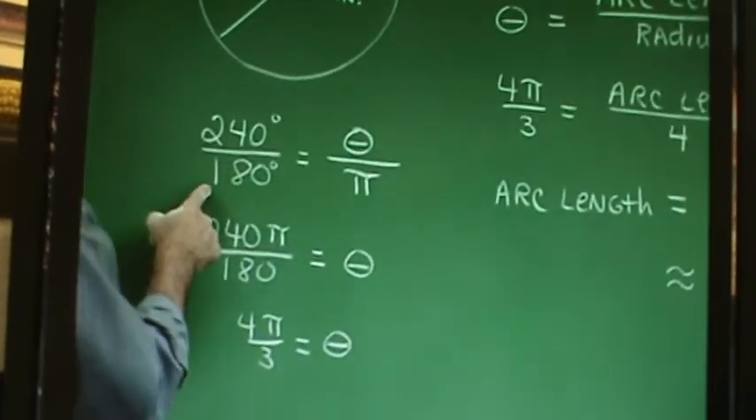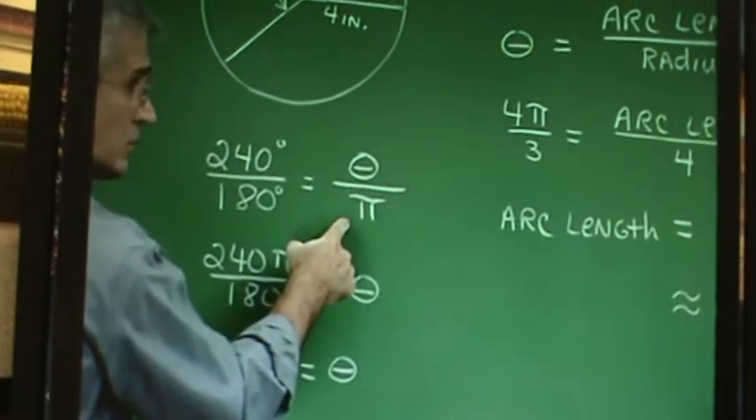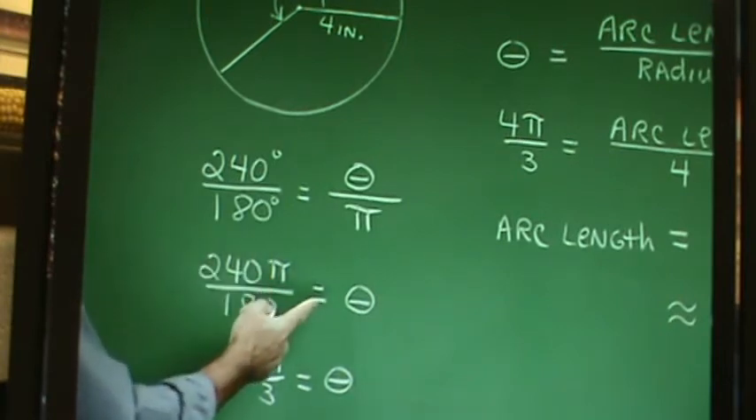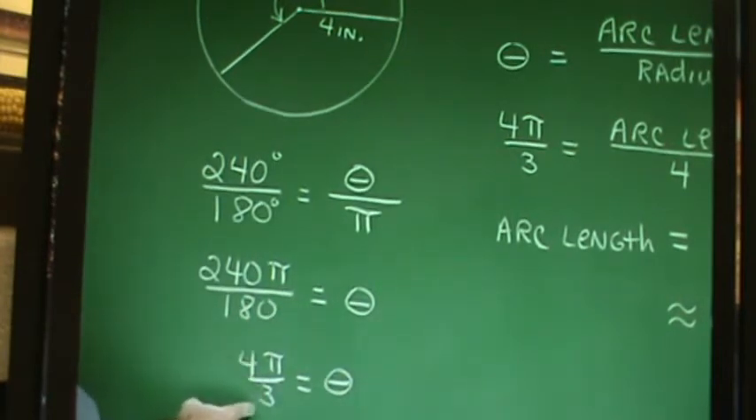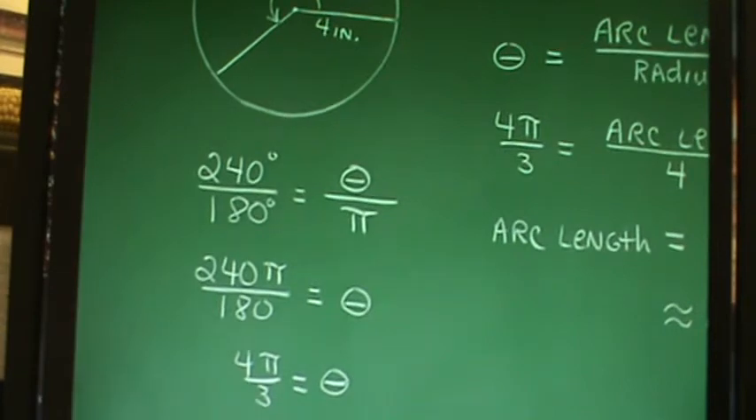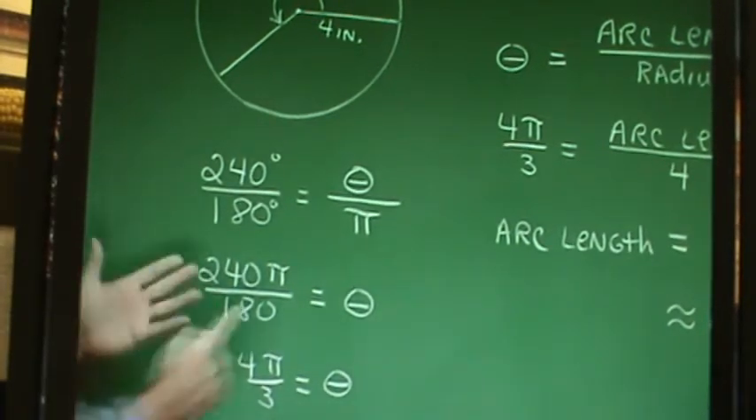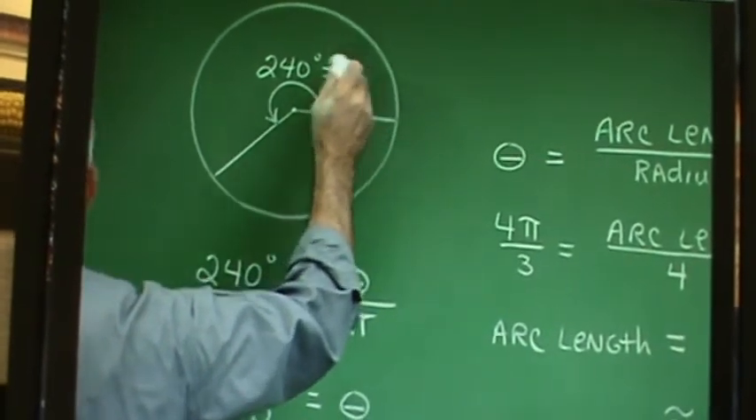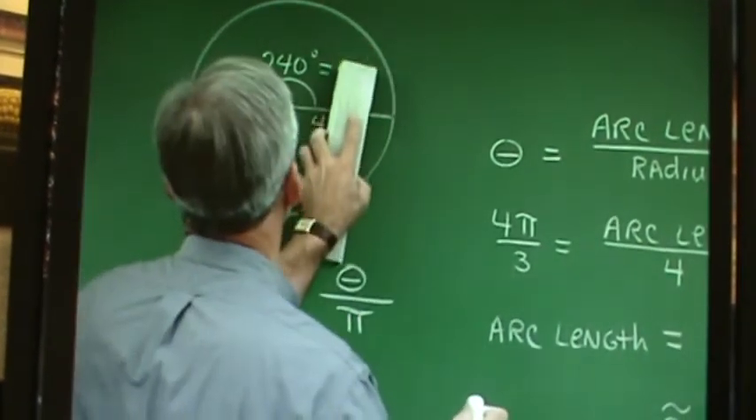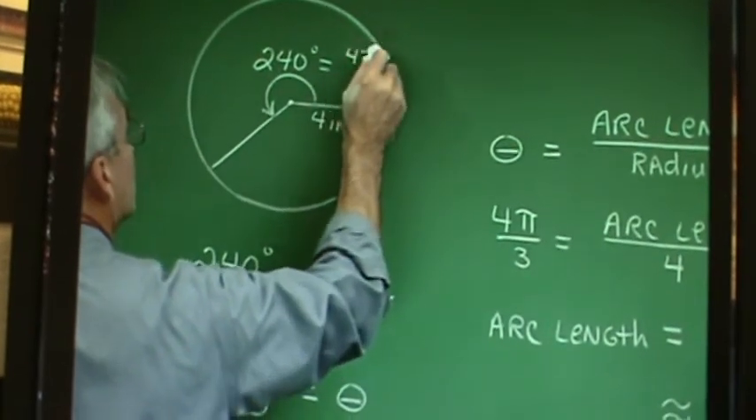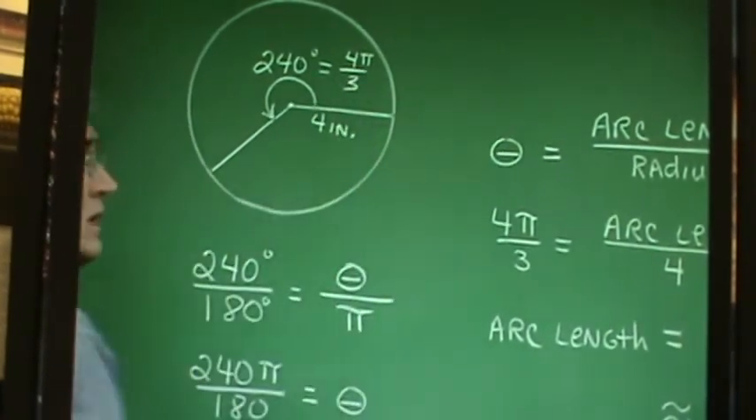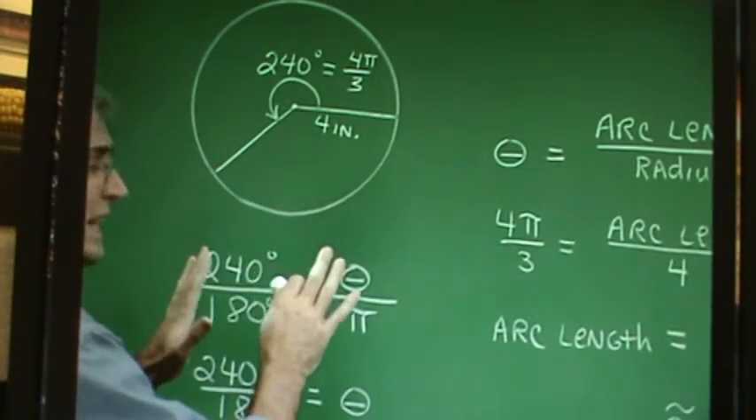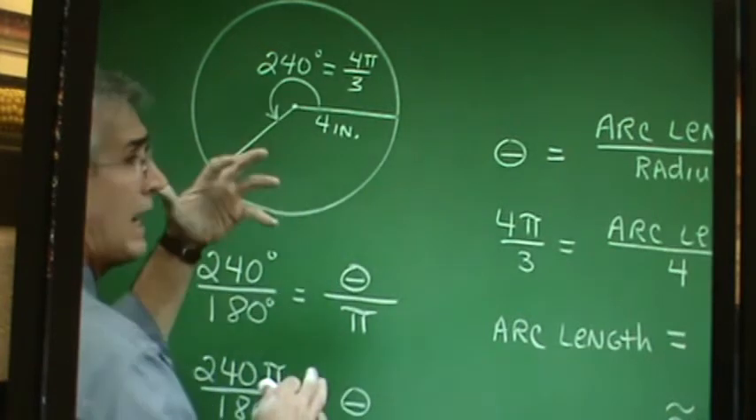240 degrees corresponds with 180 in the same way as theta corresponds with pi. Multiply by pi on both sides, and we have 240 pi over 180. Reducing a little bit, we find theta to be 4 pi over 3. Now this is some number of radians. Well, now that we have the angle in radians, and I can emphasize that up here, I can say that this is then 4 pi over 3 in radians.